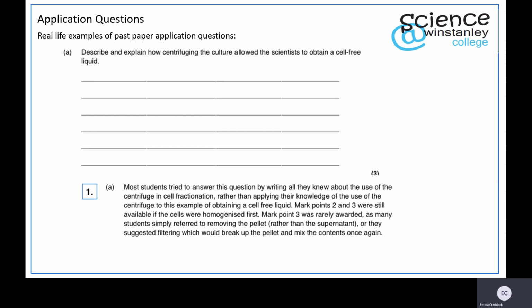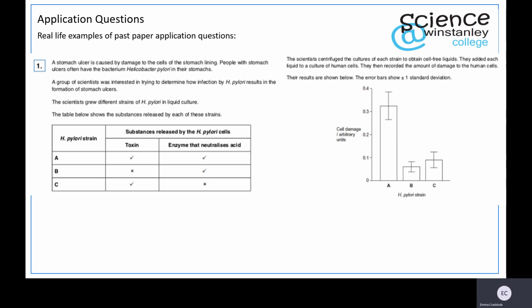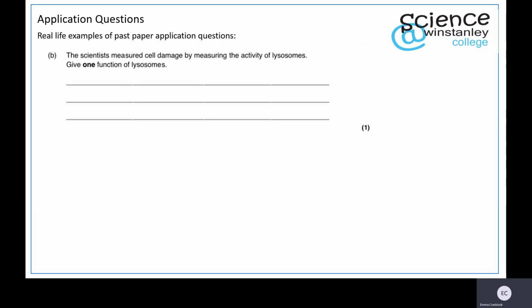However, mark point 3 was rarely rewarded as students referred to removing the pellet. You do not remove a pellet, you remove the liquid on top, which is the supernatant. If you removed the pellet, it would break up and you'd mix the contents once again, and that wouldn't be very helpful. So just be aware of where students go wrong. Okay, in case you've forgotten what the question is about, you can pause the video and have a look now.